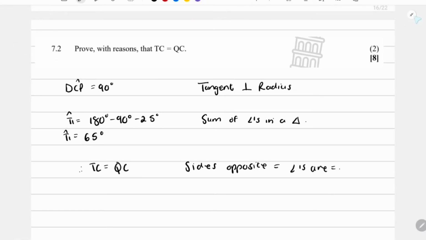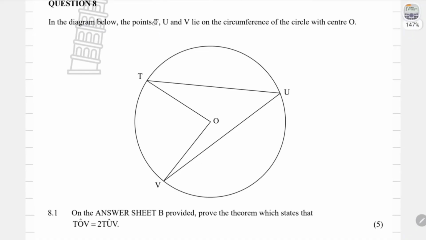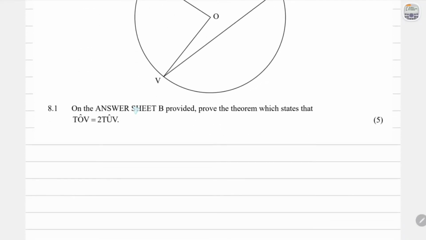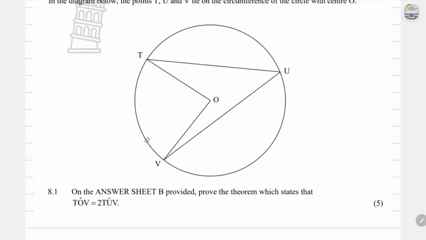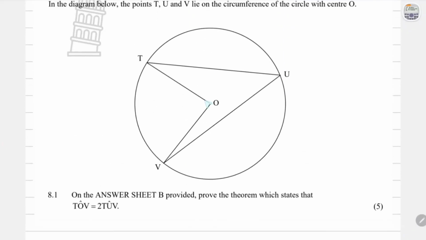Then we move on to question 8. Okay, so we're on question 8, and it says, in the diagram below, the points T, U, and V lie on the circumference of the circle with the center O. So on the answer sheet B, we're just going to use this one, provided, prove the theorem which states that TOV is 2 times the size of TUV. So you need to show that this angle is double the size of that angle.